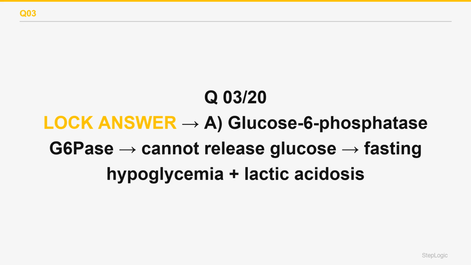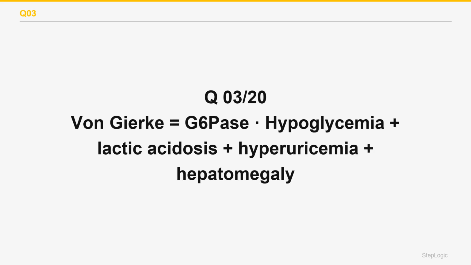Choice B, acid maltase, is Pompe disease. Lysosomal, causes cardiomegaly and hypotonia, not fasting hypoglycemia. Choice C, myophosphorylase, is McArdle: muscle only, exercise intolerant, no hypoglycemia. The combination of hypoglycemia plus lactate plus uric acid is specific for von Gierke.